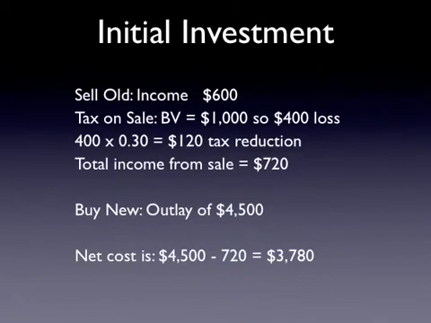So initial investment, we sell the old for $600. The book value is $1,000, so we're taking a $400 loss on this sale. That $400 loss reduces taxes by $120. You could think of it as, if we had done this properly, we would have depreciated the old computer down to $600. So we would have had an extra $400 worth of depreciation, and that would have created a tax shield of $120. The total income from the sale then is a $600 check that somebody writes us, plus the $120 reduction in taxes, or $720 total.